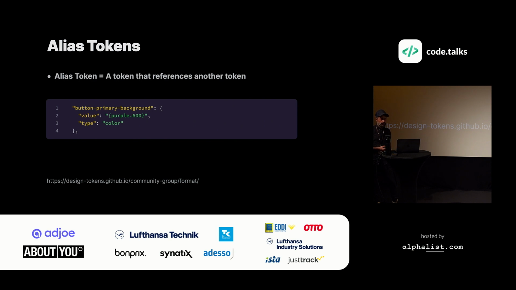And probably the most powerful concept in the world of tokens are alias tokens. That means a token can reference another token, and that powerful concept helps you in building themes or multiple brands with just one token base and adding new layers on top of that.